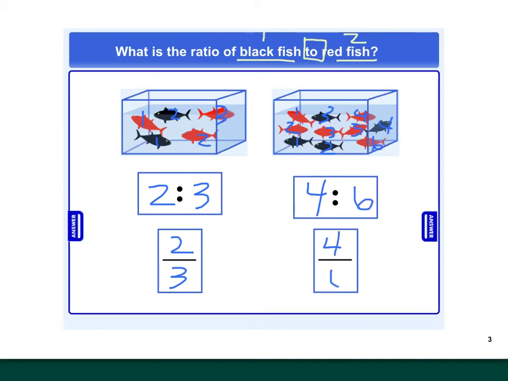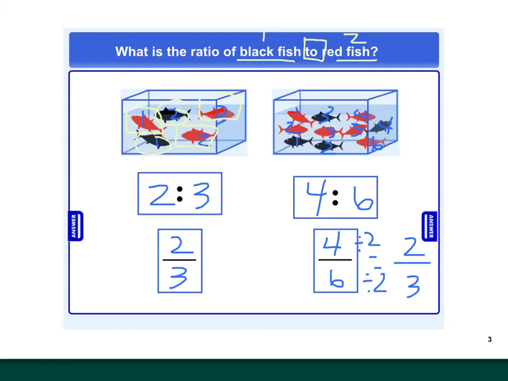When I write that in fraction form, what I immediately notice is that there's a common factor to each of those. If I divide the top by 2 and the bottom by 2, I get 2 to 3 as my ratio. And notice how that matches up with my answer over here. Both of these fish tanks, although they have different numbers of fish, have an equal ratio of fish. Here, for every 2 blackfish we have, we're going to find 3 redfish. Here, the same thing happens.